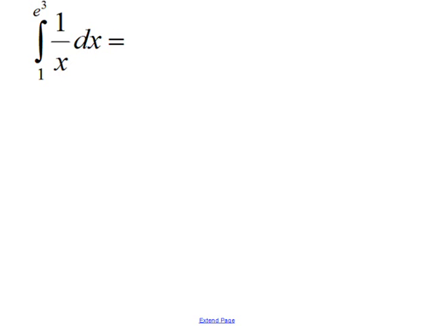So we want to just try to remember which function, when I take the derivative of it, gives me 1 over x, and hopefully you're saying to yourself, oh, that's ln of x, and then remember we have to use absolute values to match up the domains there. And so then I'm going to evaluate that at e cubed and 1.